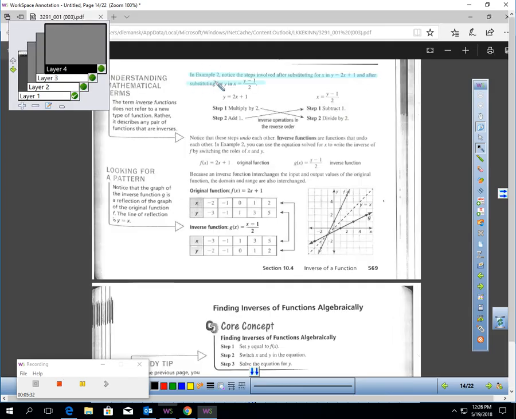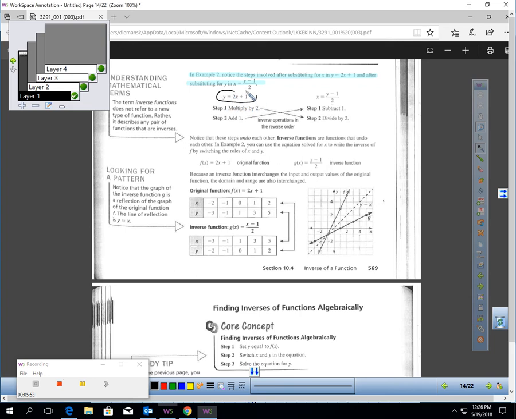Now, in this last example, do you notice the steps involved after substituting x in for y in y equals 2x plus 1, and after substituting y in for x in x equals (y minus 1) over 2? They are inverses, okay? So if you're like, I don't get what that says, okay, look here. Look at what I'm pointing at right here.